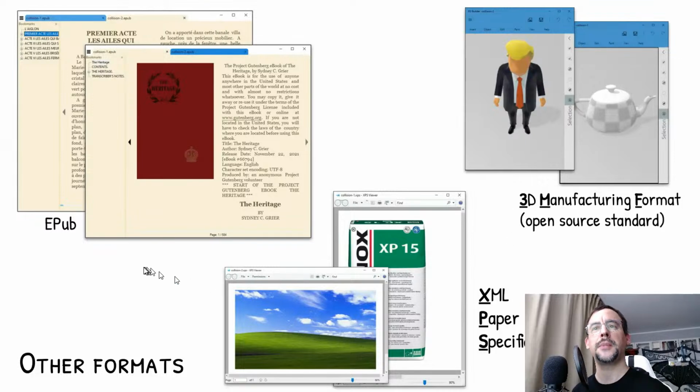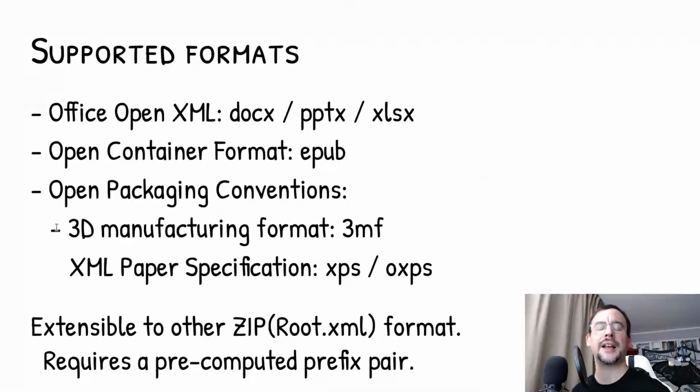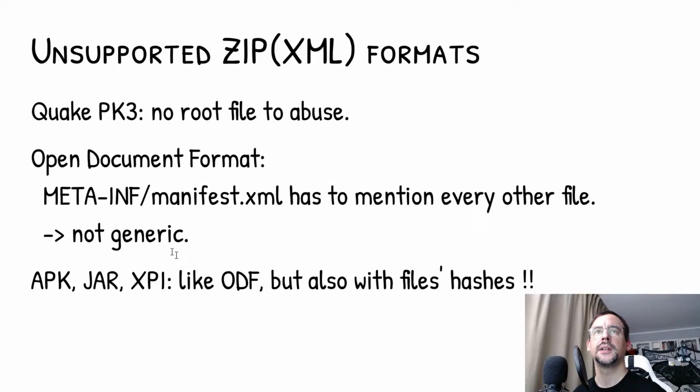All these formats are based on zip and XML. So basically, they are exploitable too. So you just need the insider. It would be extensible to any other formats like this with the same tricks. Some formats may look similar but are not, like Quake PK3, there's no root file to abuse.